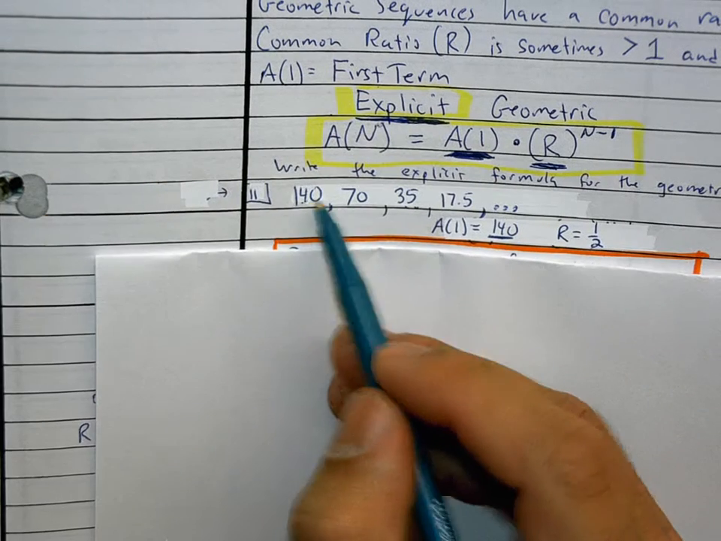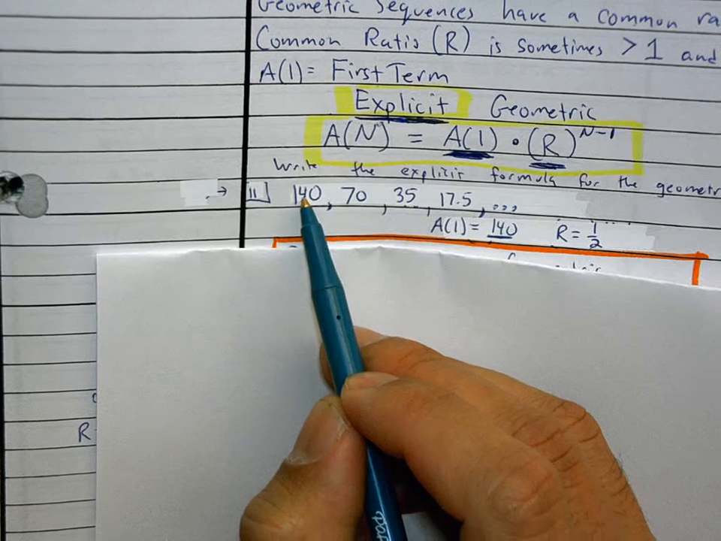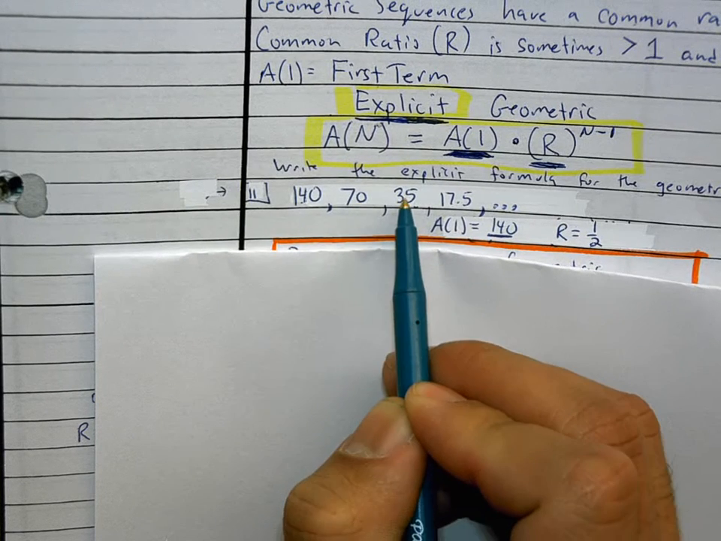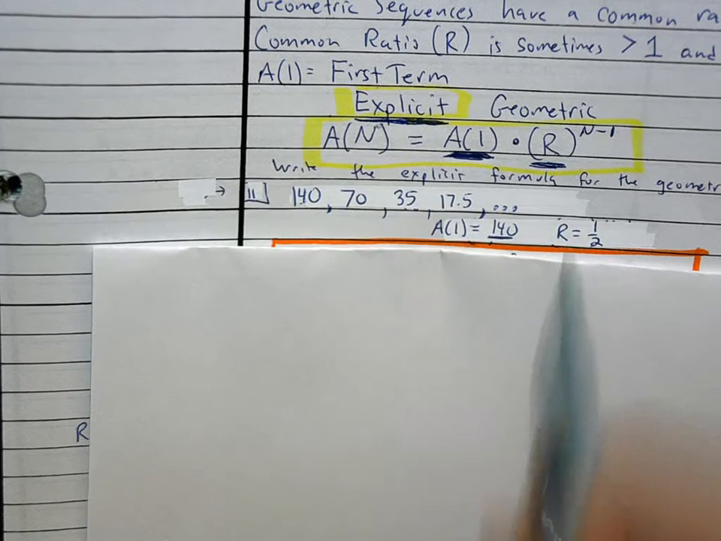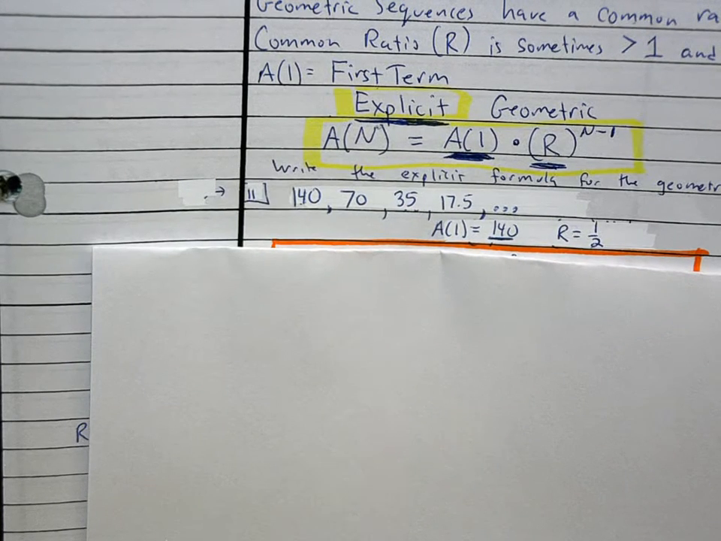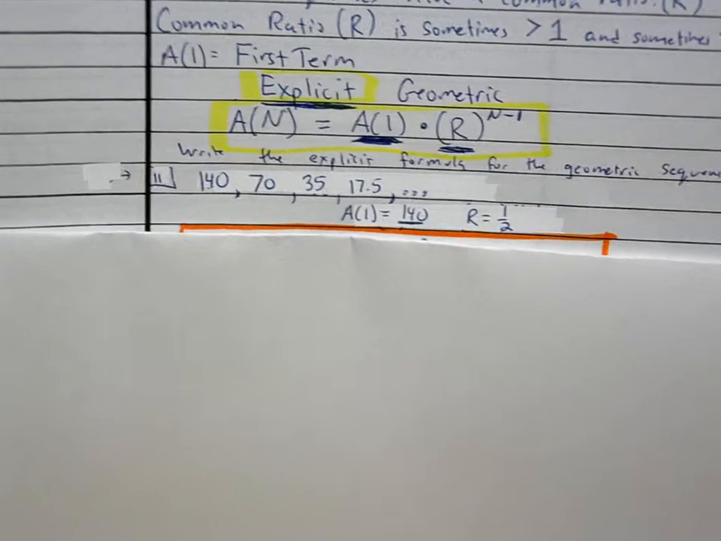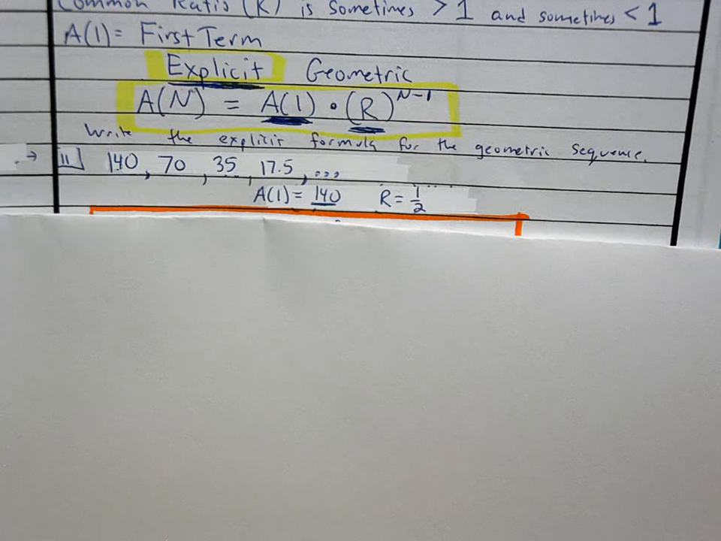If the numbers are going down, let's take 140 and multiply it by 1/2. What's half of 140? What's half of 70? Does it work? Is it the same thing? All right, now you know what A of 1 is. Now you know what R is. What is the explicit formula? You should be able to write it. Go ahead and write down what your guess is, please. And then I'll write my answer in just a second. Write it down. See if you can get it right.